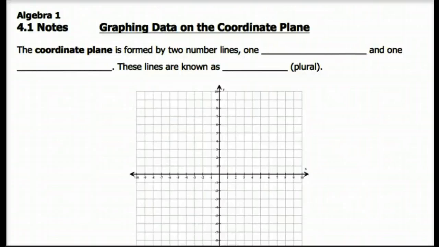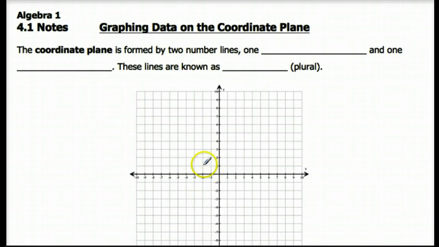Hey, 7th grade. In this video, we're going to start our next unit of studies, which is going to involve a lot of graphing. So this first video is just going to be a review of the coordinate plane and how we graph points on the coordinate plane. And so the coordinate plane, just as a review, is formed by two different number lines.